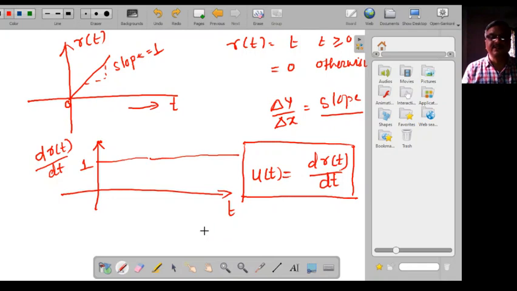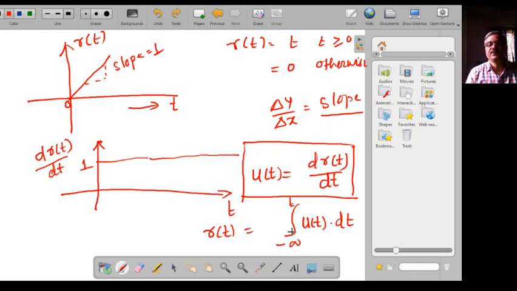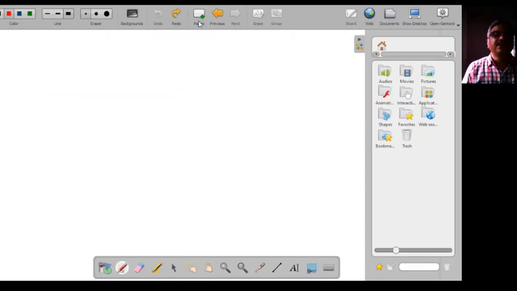Similarly, from this relation, if we want to obtain r of t in the form of u of t, then we get this relation as the integration of u of t dt, from minus infinity up to t. This type of definition we always come across while solving numerical problems in signals and systems. So this is the important relationship that we have derived in the case of unit step and unit ramp.